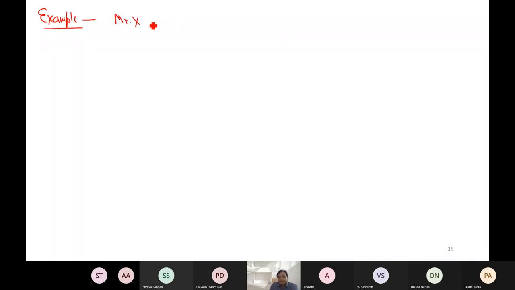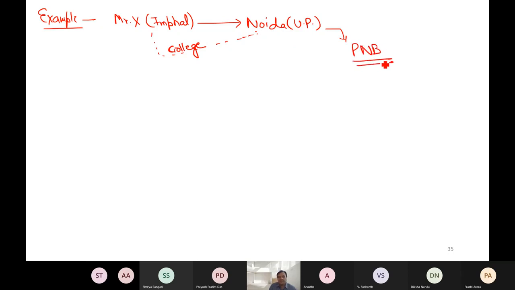Now, Mr. X lives in Imphal, Manipur, and he has come to Noida, UP. For example, he took admission in a college in Noida, and the college is asking for a demand draft. So Mr. X, who is from Imphal, went to a PNB, Punjab National Bank, branch in Noida, UP, and he asked for a DD of rupees 70,000, for which suppose PNB is asking for a charge of 300 rupees.